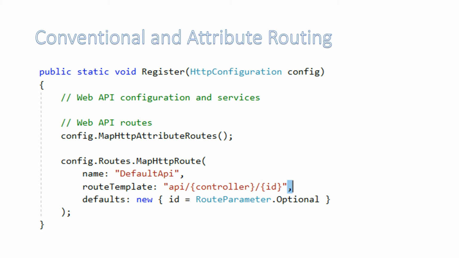In conventional based routing, web API uses route templates to determine which controller and action method to execute. At least one route template must be added into a route table in order to handle various HTTP requests. So this is the default API, which is one route. It is added to the route table.